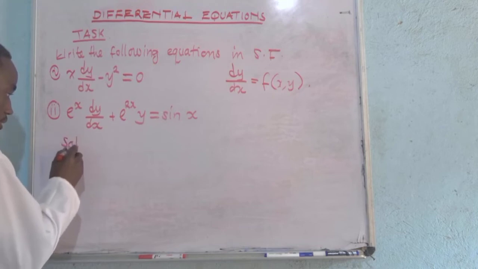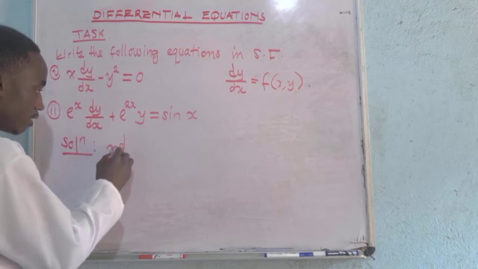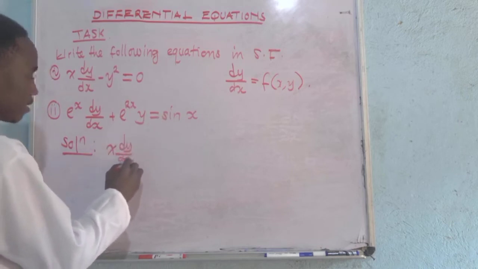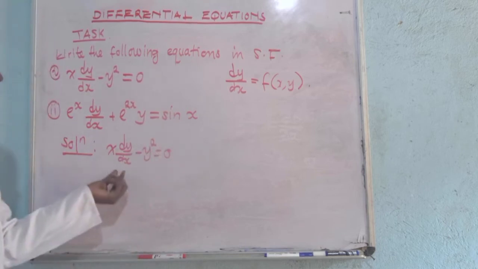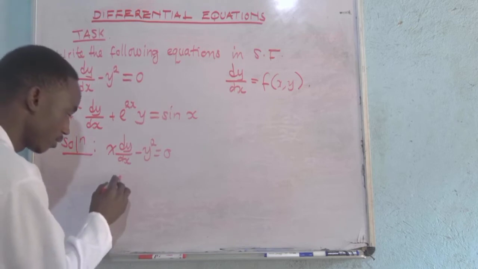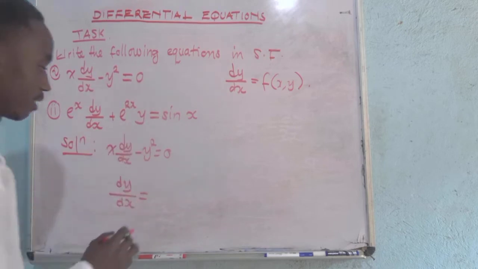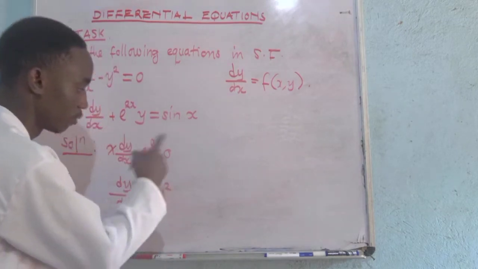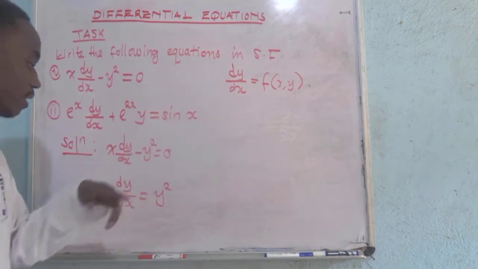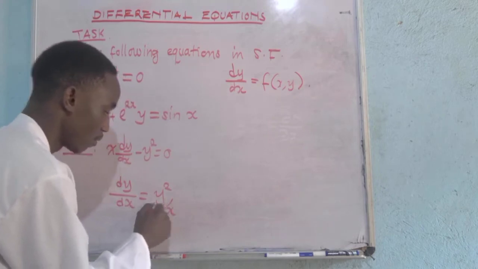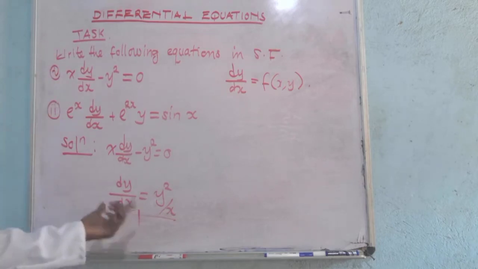Solution. The first one is x dy/dx minus y squared equals 0. Already you have dy/dx here, so we can just go straight and write dy/dx, and then this y squared can be put on the other side of the equation. And then to get rid of the x, you can just divide through by x. That gives us y squared divided by x. So we've written the first equation in standard form.